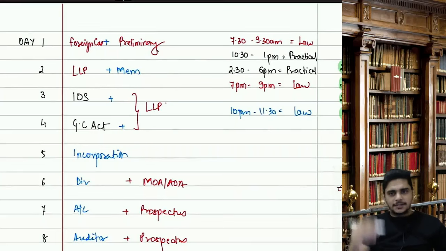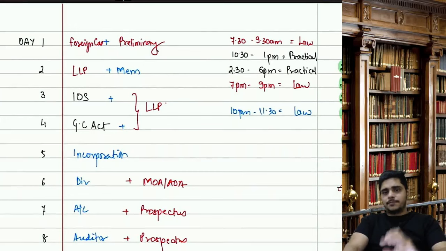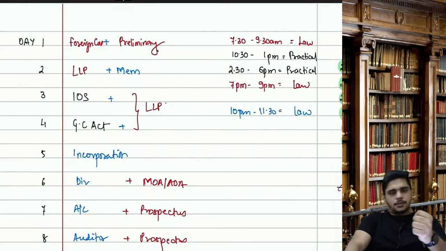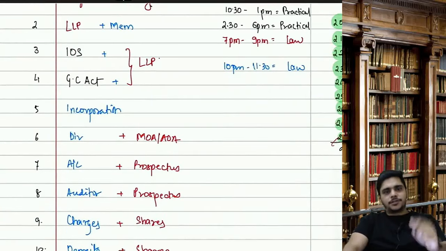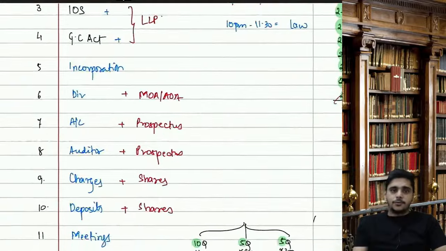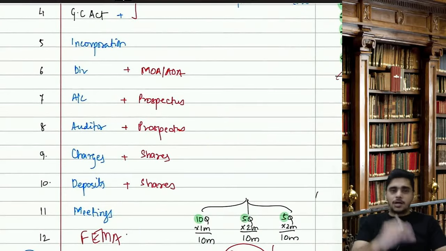Now, last 5 minutes from my side. When you're revising, this is a revision pattern which I've already shared in the class. Take it. First you do foreign companies and preliminary, one small chapter, and one important chapter. Then you do LLP plus the membership unit. Then you do interpretation, GCA and the LLP Act. And then you do the incorporation chapter completely. Then you do dividend plus MAUA, accounts plus prospectus.